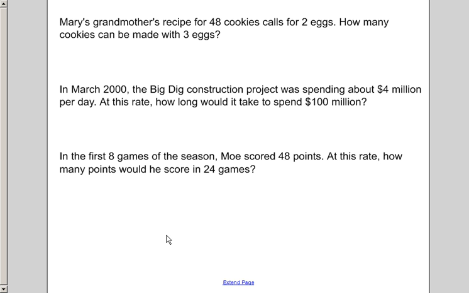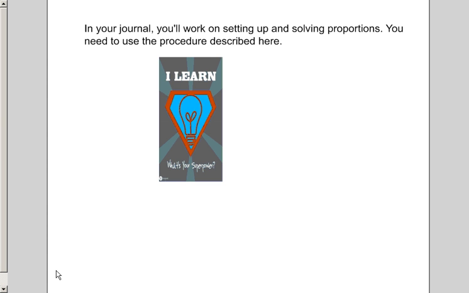So here are 3 problems for you to solve. You can pause the video in order to read the problems, set up your rate table, set up your proportion, and find a solution to each of those problems. In your journal, you'll be working on setting up and solving proportions, and you'll need to use the procedure that I just described. So, do your best. Here's my little graphic for today, and I will see you in class to talk more about ratios, rates, and proportions.